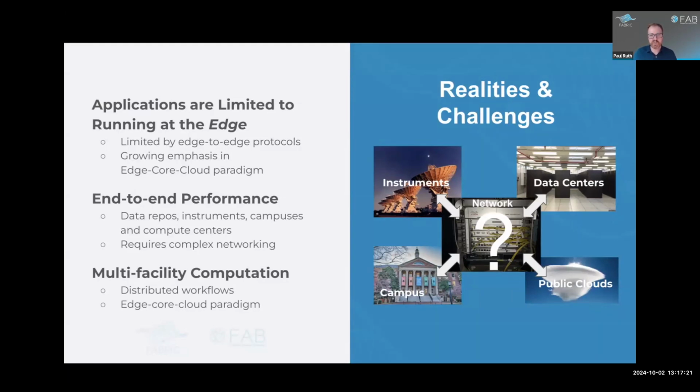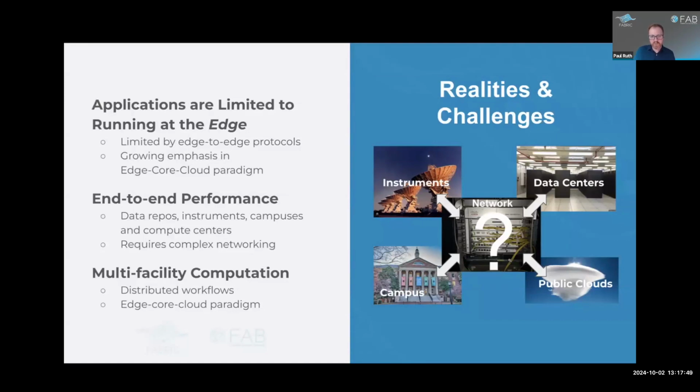So applications are limited to running at the edge of the internet. Protocols can only be optimized from the edge. But there's a growing emphasis on an edge-core-cloud paradigm where applications run across multiple facilities and platforms. Currently we're limited to running and experimenting with this on the edge. But a growing footprint of distributed data and compute means we need to scale up or re-optimize the core of the network for more distributed points within the network to do this computation.